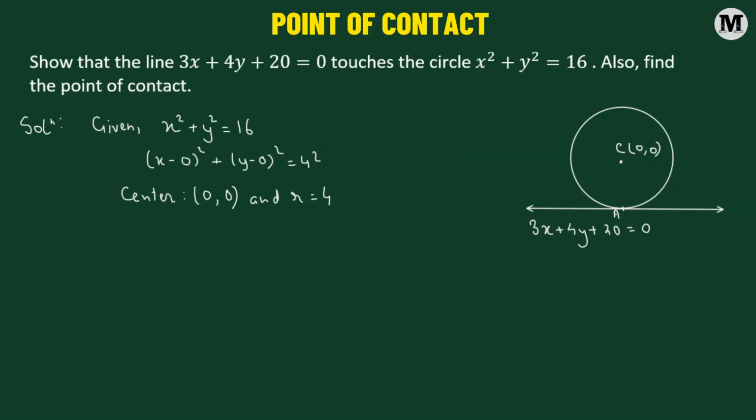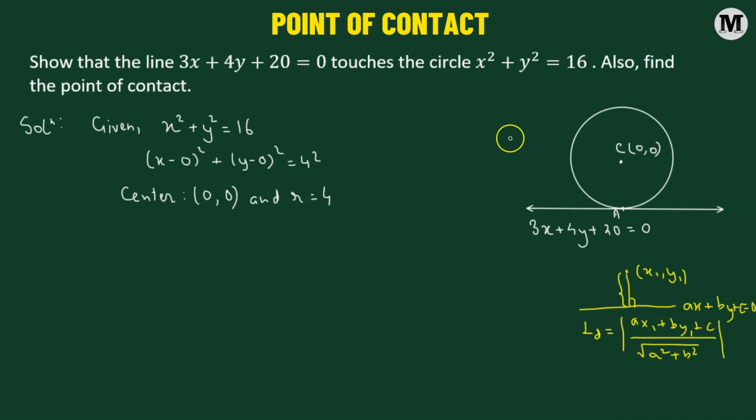So let's quickly recap the formula that we'll be using here. Suppose we have a point with the coordinate x1, y1, and then we have a straight line with the equation ax plus by plus c equals 0. Then if we drop a perpendicular from the point on the straight line, this perpendicular distance will be defined as the absolute value of ax1 plus by1 plus c, divided by the square root of a squared plus b squared. Now we'll be using the same formula to find out the perpendicular distance.